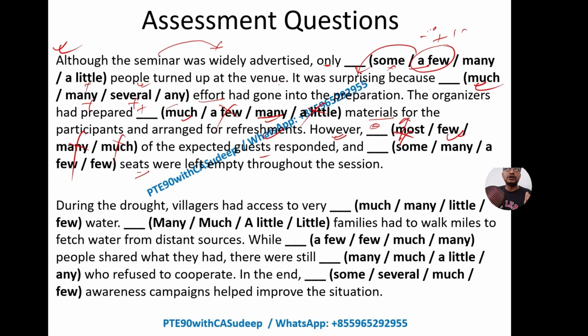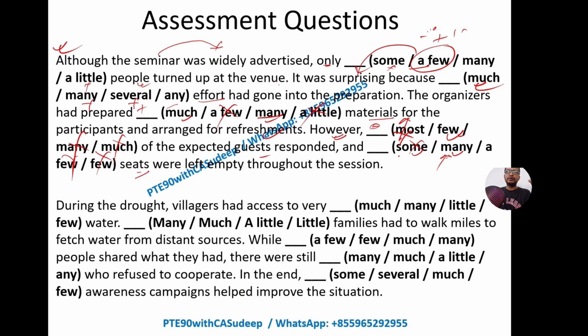Seats is again countable. Now you need to denote the higher number of seats left empty, so you need something positive. Some can stay, many can stay, but a few and few cannot come, because these are negative-portraying quantifiers. So now, dash seats were left empty. You are trying to denote a lot of seats. What is the appropriate quantifier here, some or many? Many.